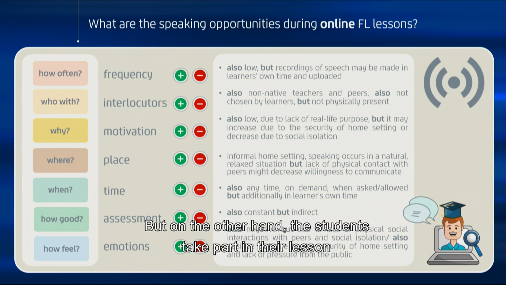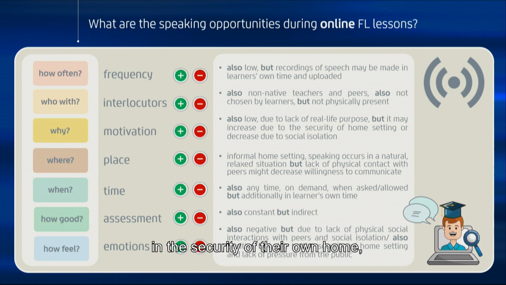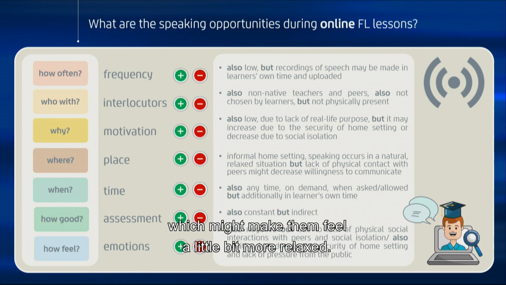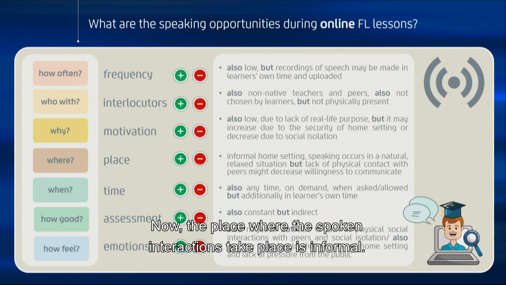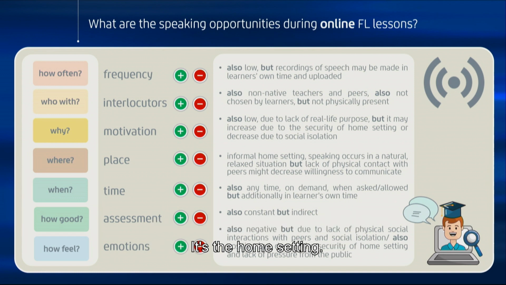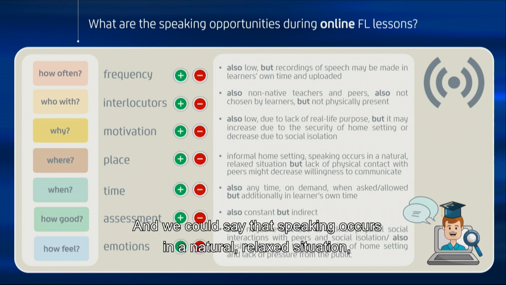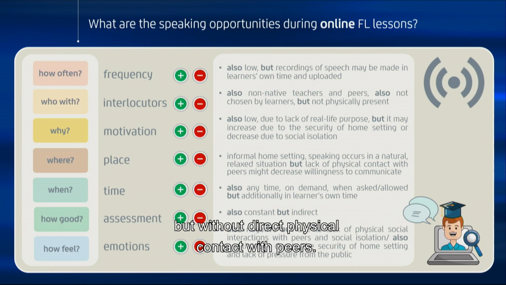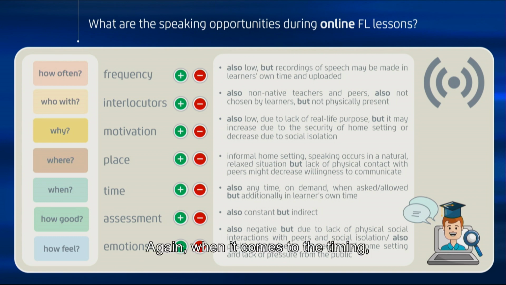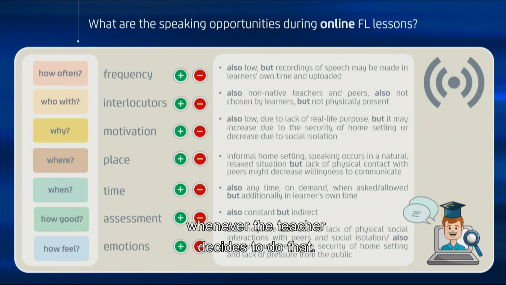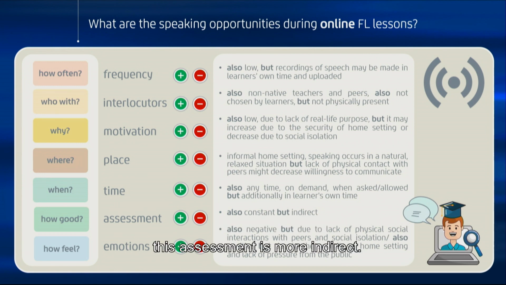But on the other hand, the students take part in the lesson in the security of their own home, which might make them a little bit more relaxed. Now, the place where the spoken interactions take place is informal. It's the home setting. And we could say that speaking occurs in a natural, relaxed situation, but without direct physical contact with peers. Again, when it comes to the timing, students can be asked to speak whenever the teacher decides to do that. They're also being constantly assessed, but because the teacher is not present physically, this assessment is more indirect.